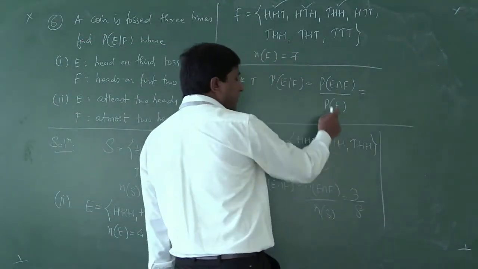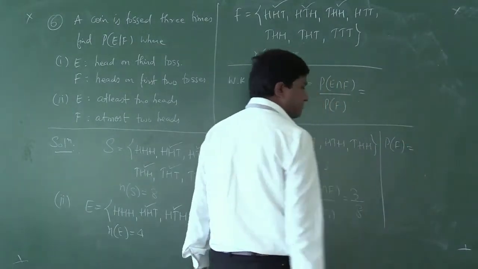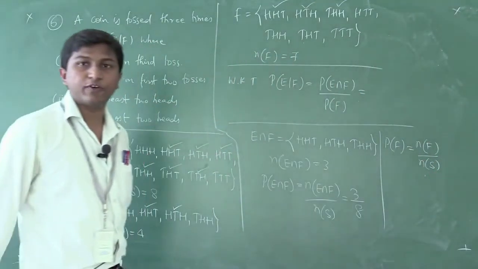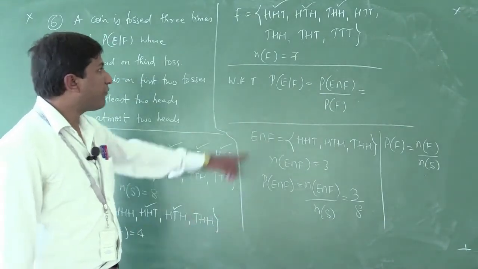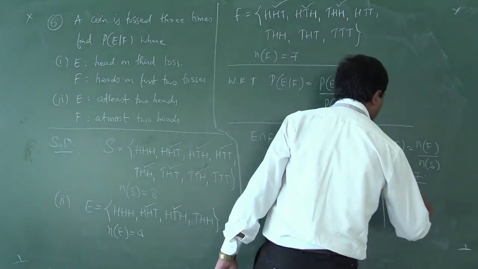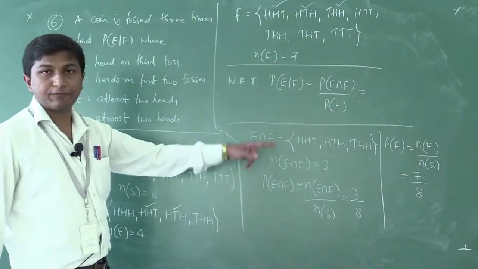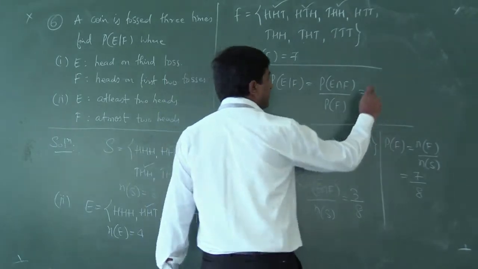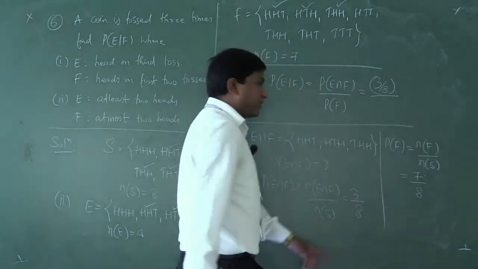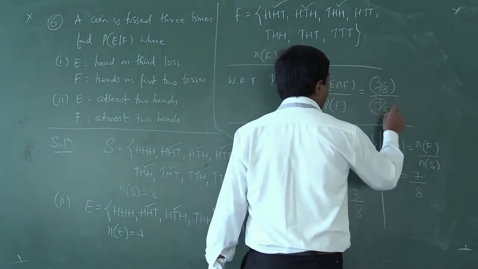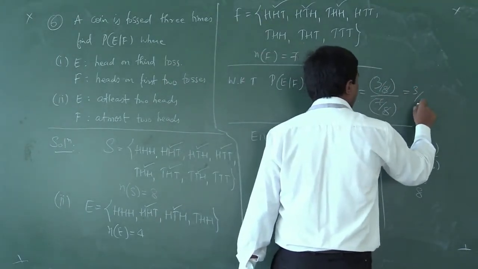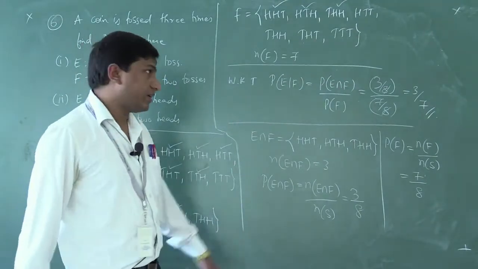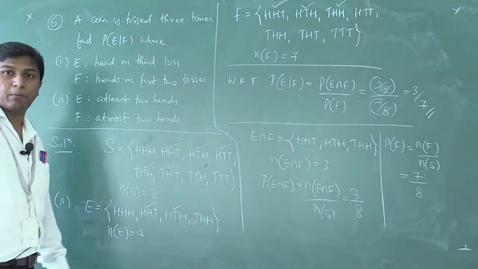Again, we need the value of P of F. What is P of F value? N of F by N of S. What is N of F value? 7. N of S value is 8. P of F value is 7 by 8. Substituting these two here, what do you get? P of E intersection F is 3 by 8 divided by P of F value, 7 by 8. 8, 8 cancels. We have 3 by 7. So the value of P of E bar F is 3 by 7 for sub question number 2.